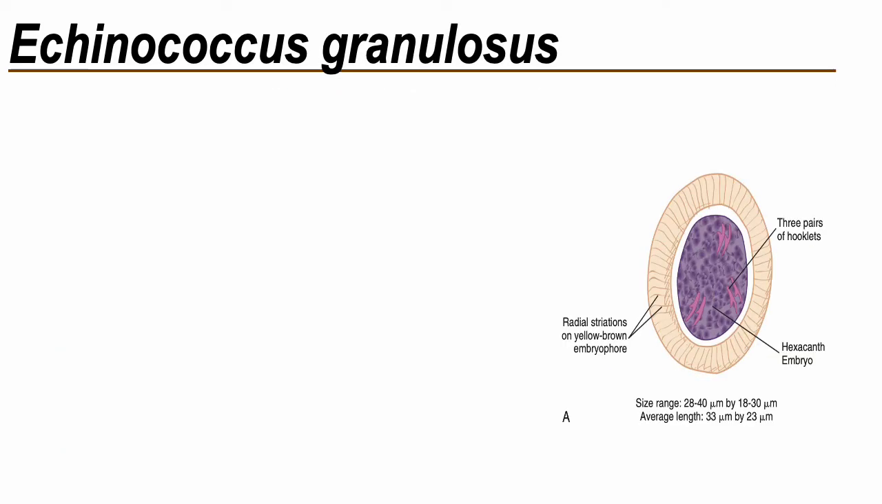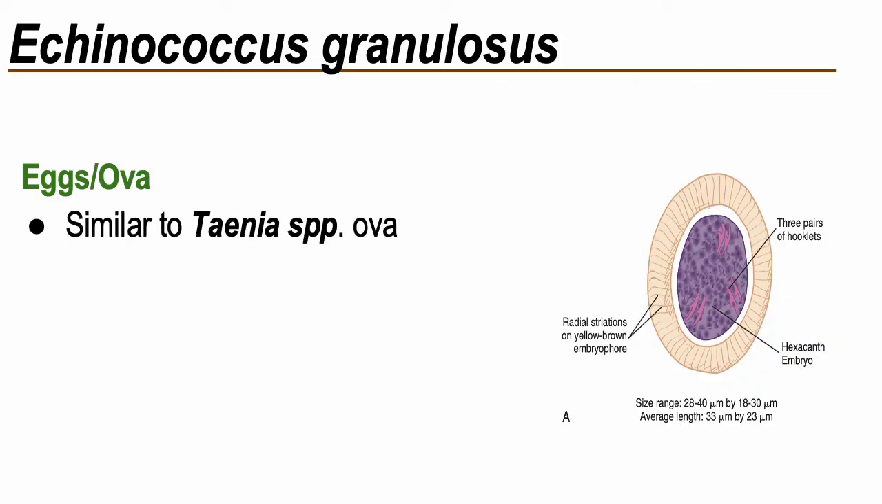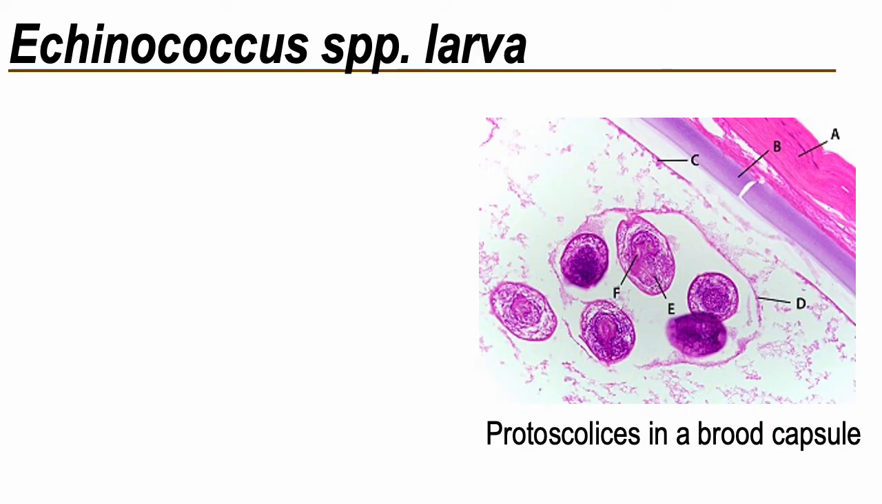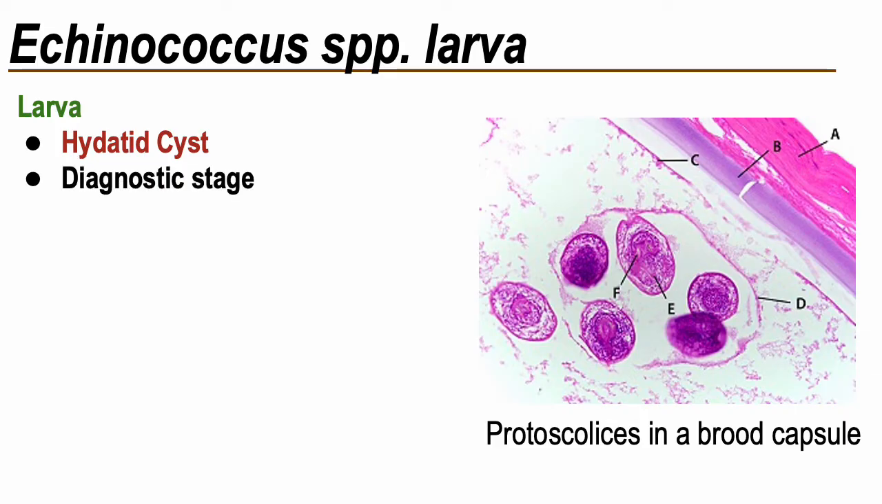In terms of the ova for Echinococcus granulosus, the eggs for this parasite are similar to Taenia species, which have a thick brown striated embryophore and a hexacanth embryo. The next one is the larval form for Echinococcus granulosus. This is also known as the hydatid cyst, and it's actually the diagnostic stage of the parasite. Here we require tissue or organ biopsy to identify the specific stage. The cyst is around 1 to 7 centimeters in diameter.